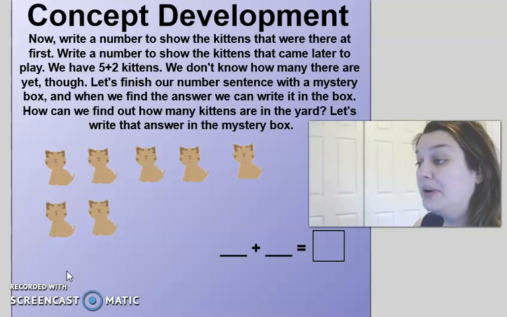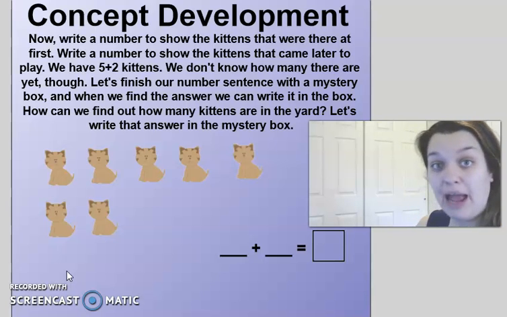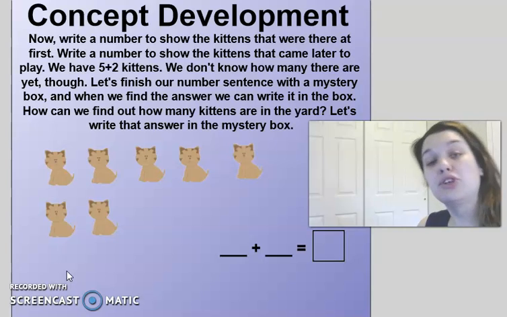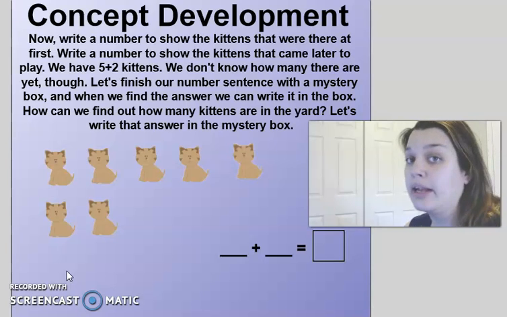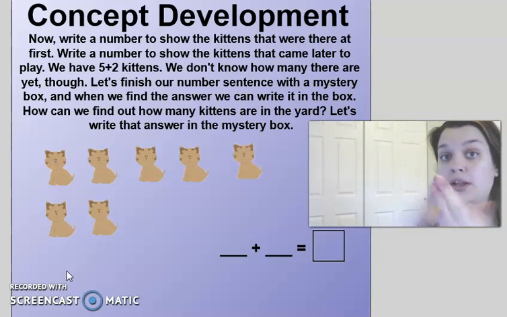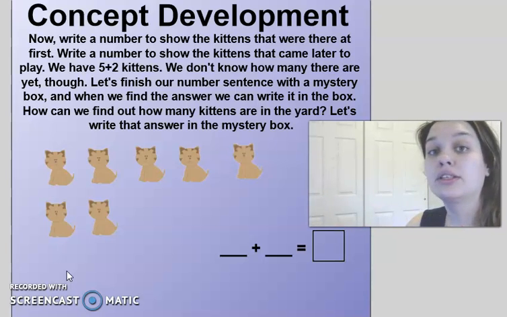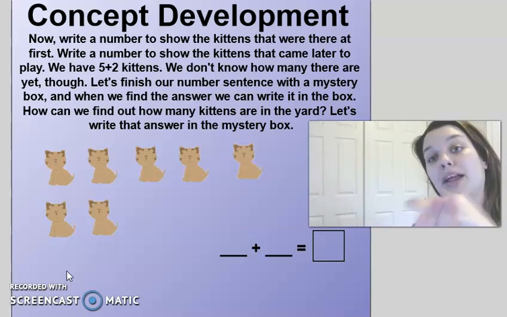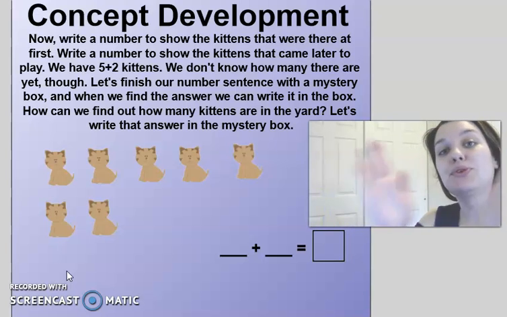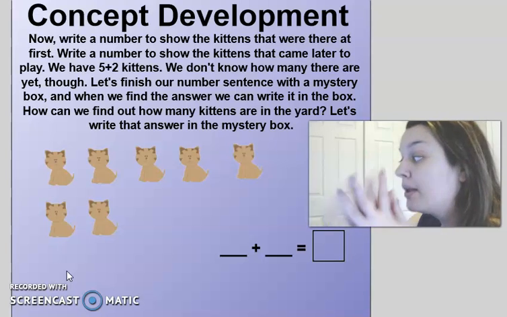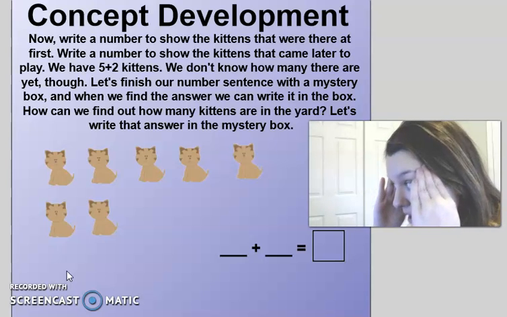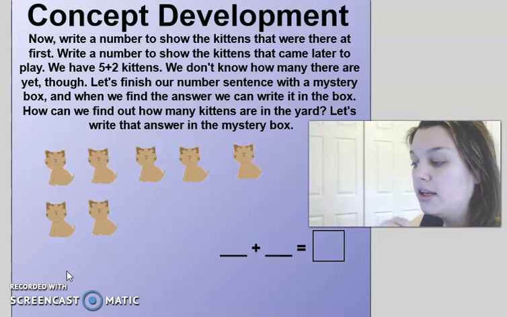Okay, so for your number sentences from now on, there's going to be two ways you can write them. The way we've been writing them, which is whole equals part plus part. But now we're going to start doing part plus part equals whole. Okay? So I know we've got to switch our brains to that, so it may take a little learning, and that's okay.